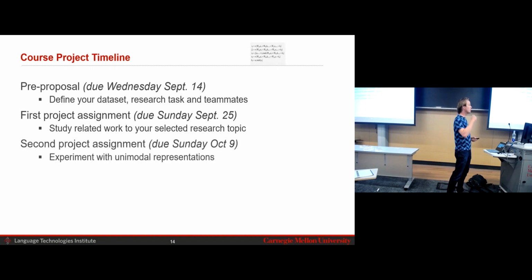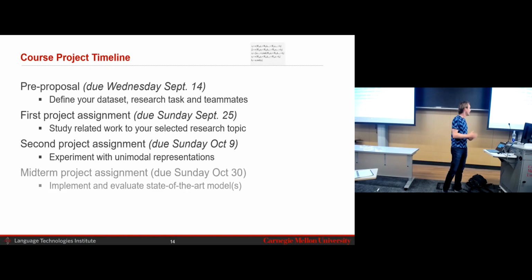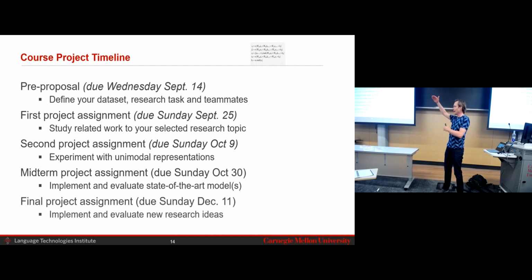The second one is where you explore your dataset in a more unimodal way, to understand each modality. And then the midterm is a key moment. You implement state-of-the-art approaches, at least 1, 2, or 3 approaches, and you understand where they succeed, where they fail, and why they fail. And finally, we left a good 5 weeks in between the midterm and the final to really do the research on your final project.